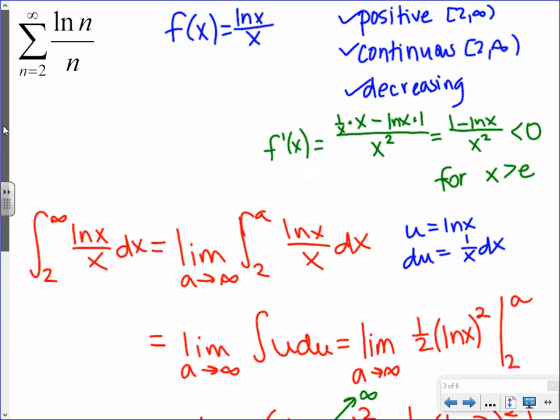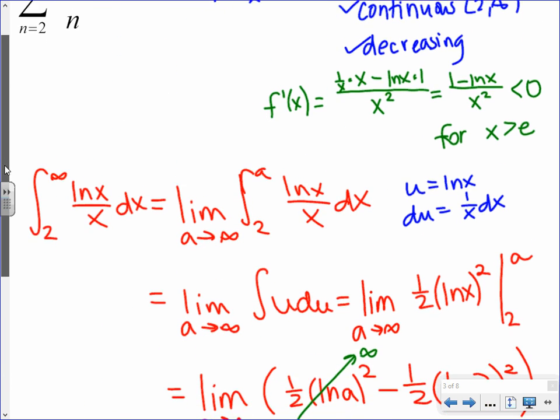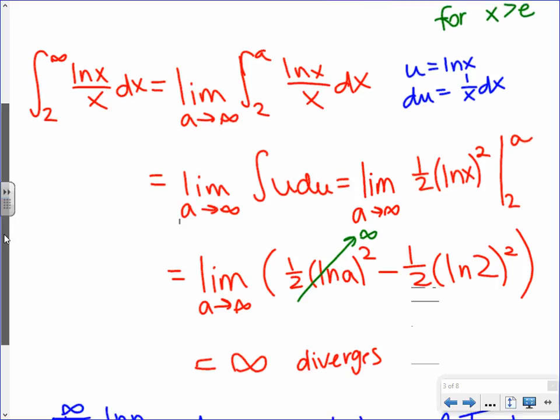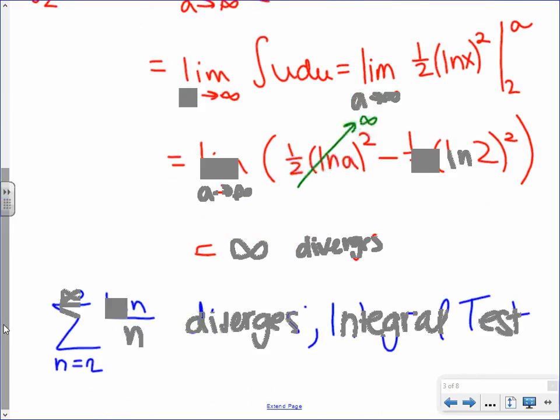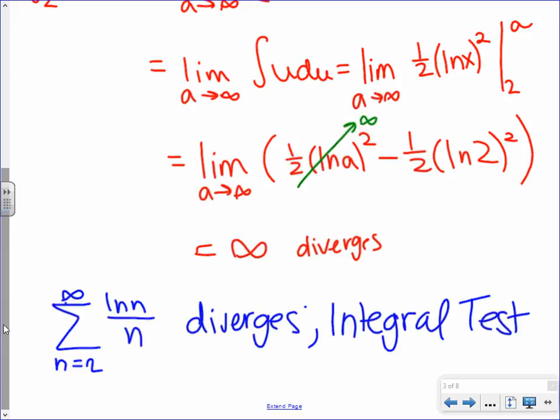Okay, questions? Like I said, the integral test is a lot of work, and so it's one of those that is almost our last choice. Okay, we can do it another way.